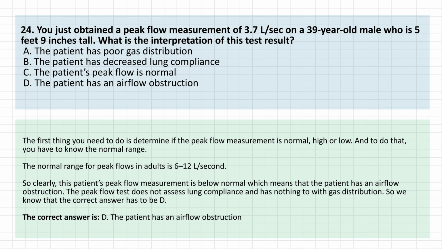The first thing you need to do is determine if the peak flow measurement is normal, high, or low. And to do that, you have to know the normal range. The normal range for peak flows in adults is 6 to 12 liters per second. So, clearly, this patient's peak flow measurement is below normal, which means that the patient has an airflow obstruction. The peak flow test does not assess lung compliance and has nothing to do with gas distribution, so we know that the correct answer has to be D. The patient has an airflow obstruction.